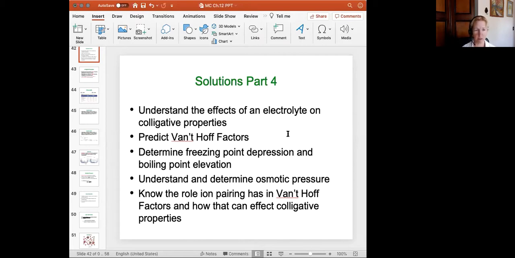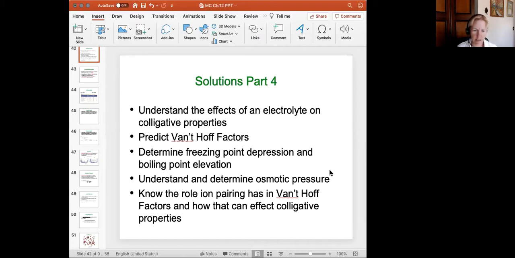So we looked at vapor pressure in part 3. Now we're going to examine freezing point and boiling point, as well as osmotic pressure. Those are the other 3 colligative properties that we're going to look at in this chapter. And we're going to talk a little bit about ion pairing and what that does to your van 't Hoff factor. That might sound a little strange right now, but hopefully by the end of this pre-recorded lecture, you'll feel a little more comfortable with these terms.